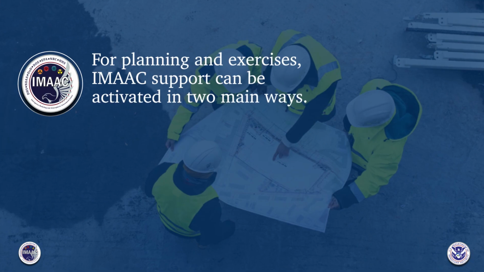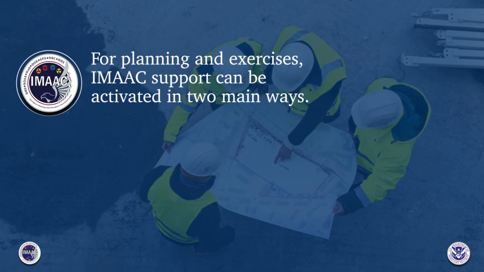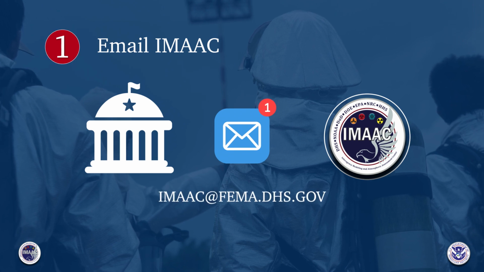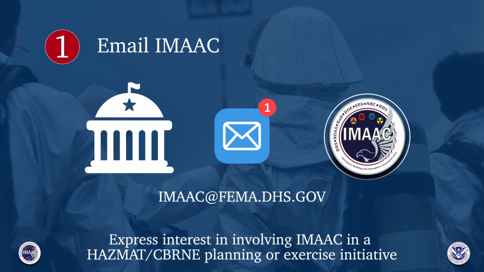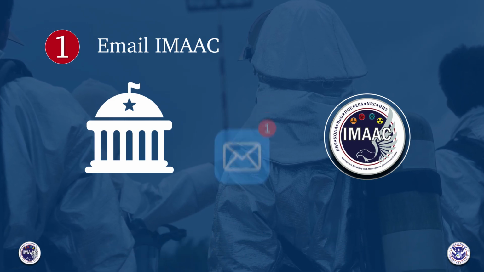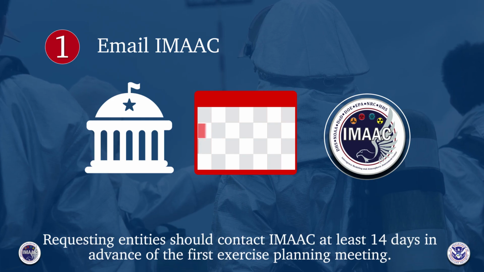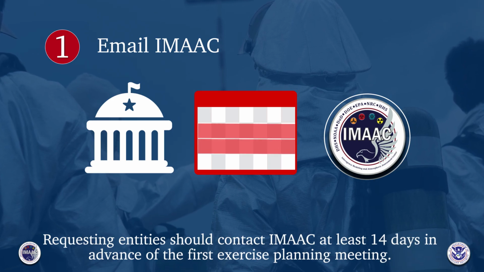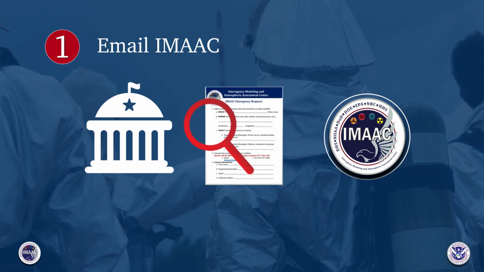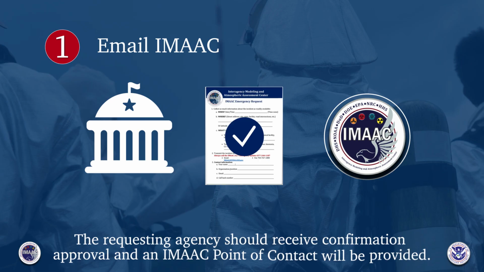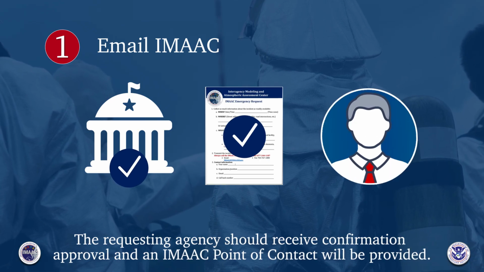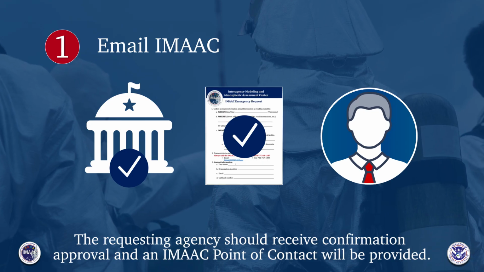For planning and exercises, IMAAC support can be activated in 2 main ways. First, agencies can email IMAAC at imaac@fema.dhs.gov, expressing their interest in involving IMAAC in a hazmat/CBRNE planning or exercise initiative. Requesting entities should contact IMAAC at least 14 days in advance of the first exercise planning meeting, so that the IMAAC director may review the request and determine if it is within the scope of IMAAC. Once approved, the requesting agency should receive confirmation that the request has been approved, and an IMAAC point of contact will be provided for planning and exercise conduct.